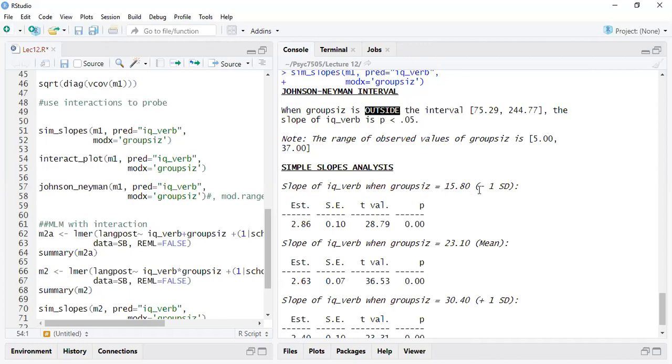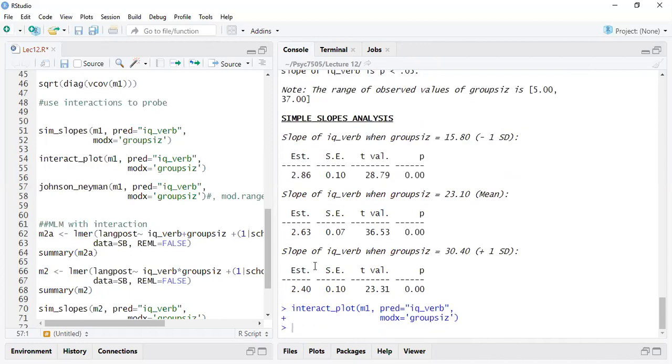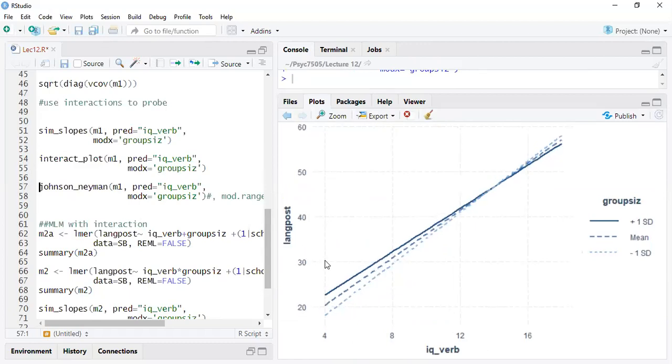And then we get simple slopes. By default, it uses the mean plus or minus 1 standard deviation. We can also plot the interaction. So interact_plot uses the same options, and it will give us a plot of the interaction. You can edit this and change it how you want, but this gives us a plot of those simple slopes.